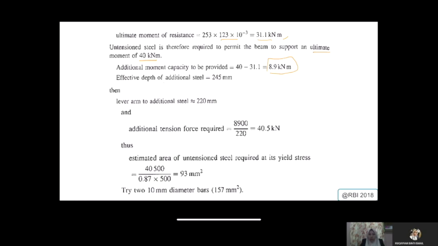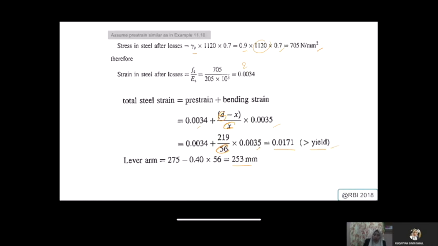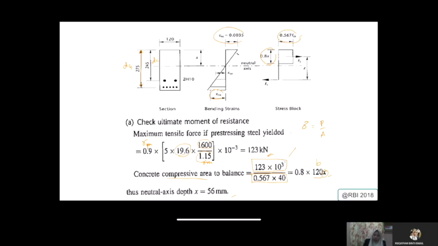So we know that the tendon that we provide in the beam is not sufficient to cater for the ultimate moment being applied. Okay, so we need to have additional reinforcement. That's why we decided to provide it somewhere here. So we provide d equal to 245.